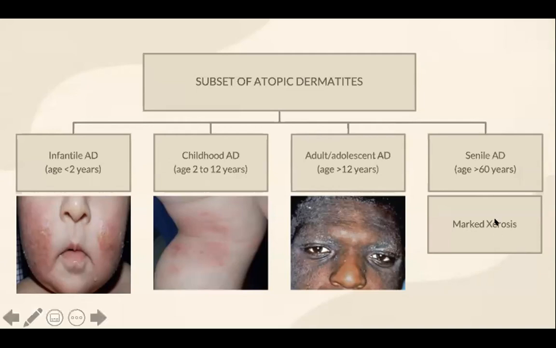The last category is senile atopic dermatitis. It usually occurs in people more than 60 years of age. It's characterized by marked xerosis. Most of these patients do not have the lichenified flexural lesions typical of atopic dermatitis in children. So the defining feature will be the xerosis in people older than 60 years old.